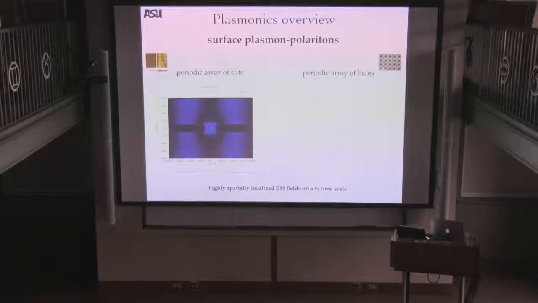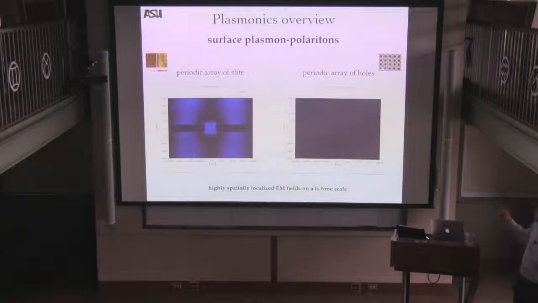Now, another example is a periodic array of holes. It's easier to do experimentally, but harder to do in terms of simulations because of 3D. But nevertheless, these structures support several different surface plasmons, and one of them I would like to illustrate.